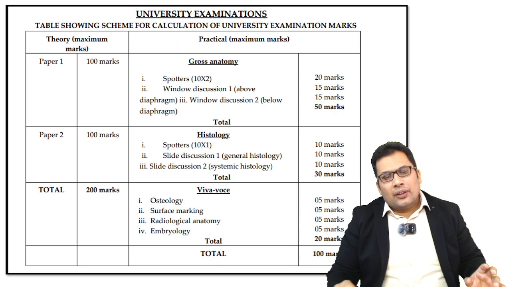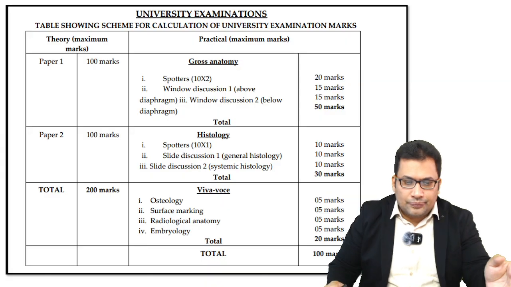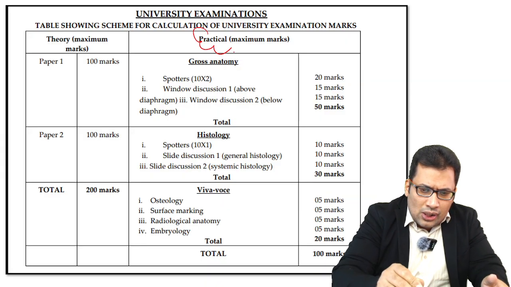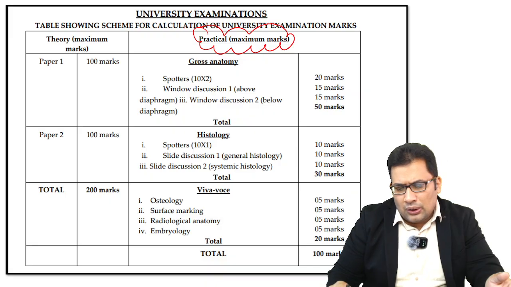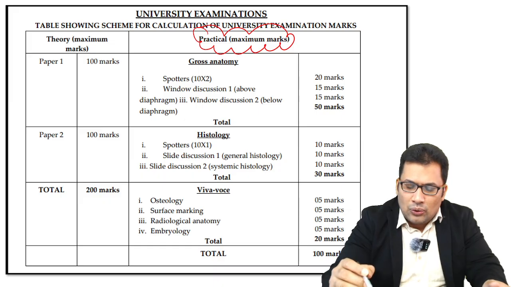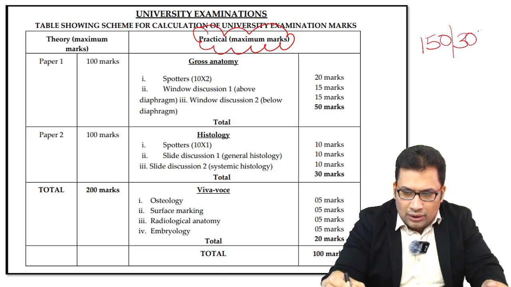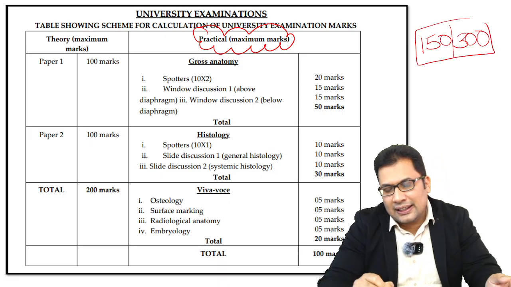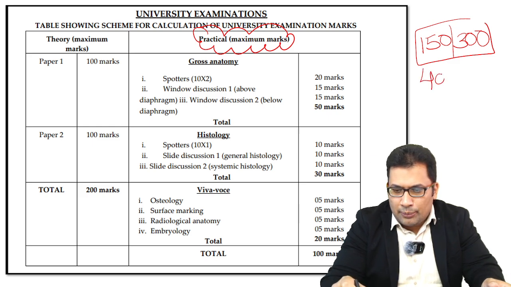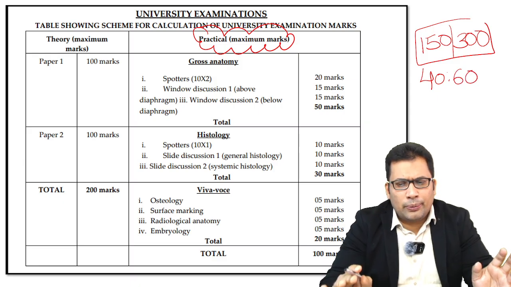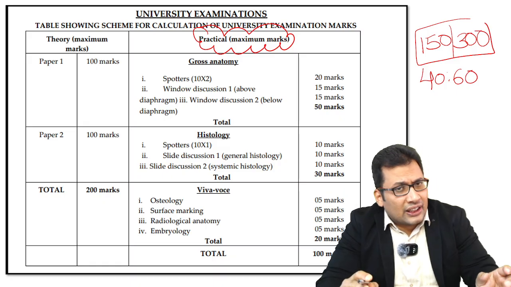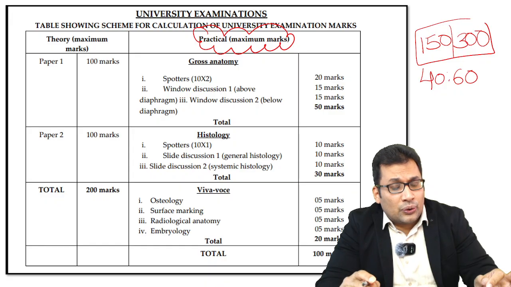Then comes your practical exam. It is again a 100 mark practical exam. As you know, you should get 150 out of 300 to clear the exam. Either it can be 40, 60 or 60, 40, whatever it is, it should be 150 out of 300. The passing percentage is 50%, so you should get at least 150 in your 300 total marks.